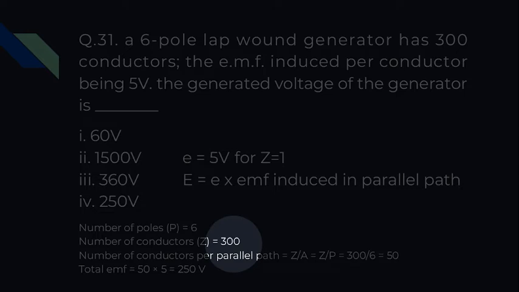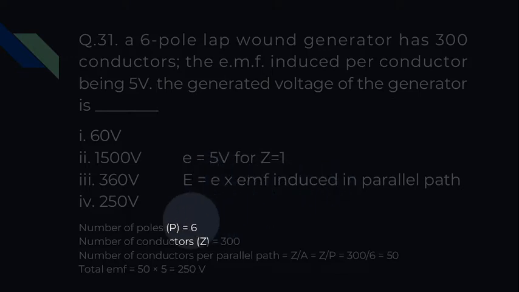They mentioned that the EMF induced per conductor is 5 volts. So I have mentioned here e is equal to 5 volt. Small e indicates the EMF induced per conductor, whereas capital E is the EMF induced in the system. So 5 volt for Z equal to 1, it's nothing but for one conductor. Now I want to find out the total EMF induced in the generator, that is E is equal to the EMF induced in a single conductor into the number of conductors in the parallel path.